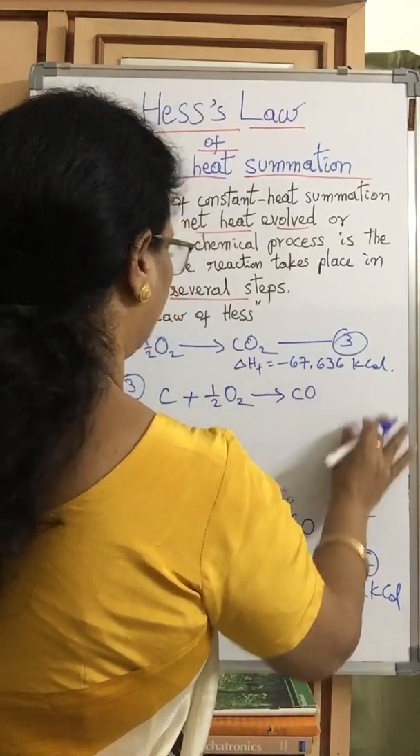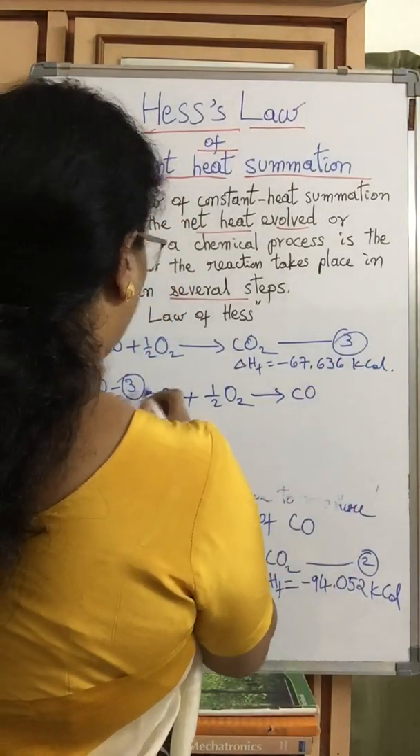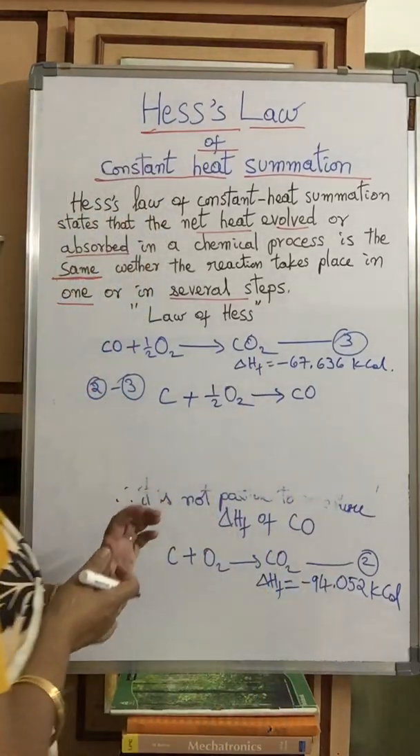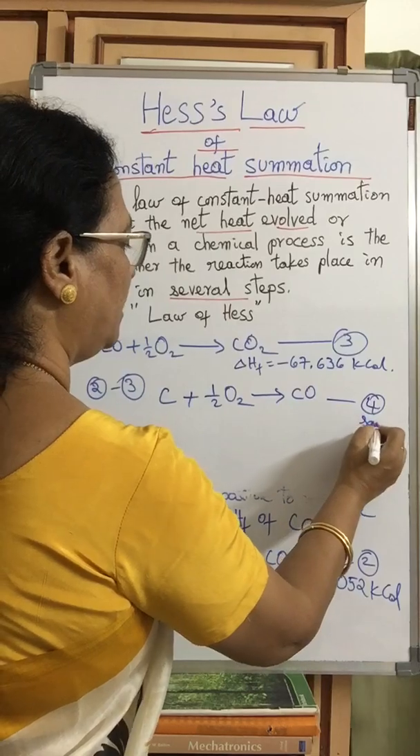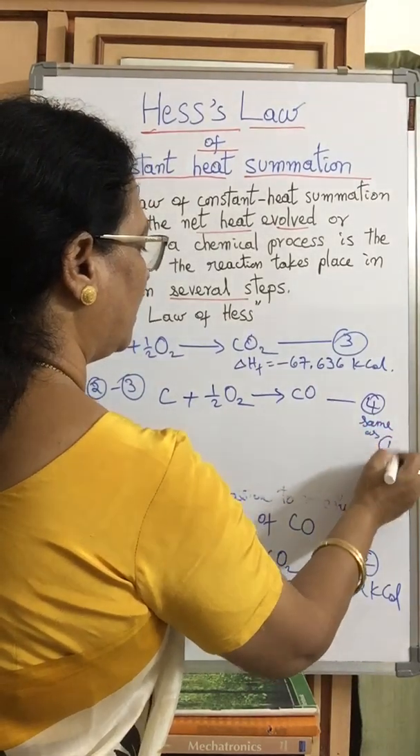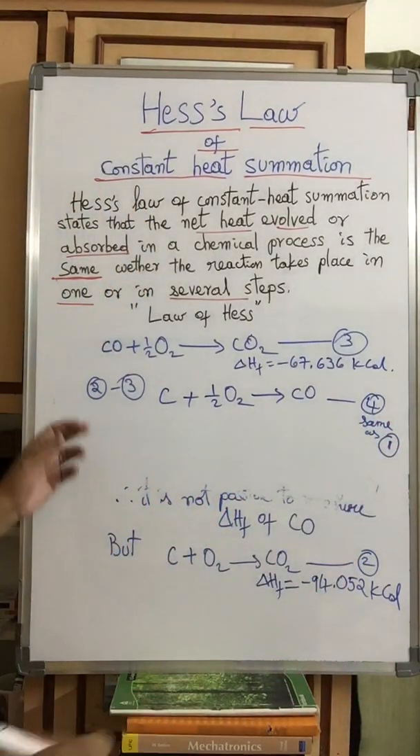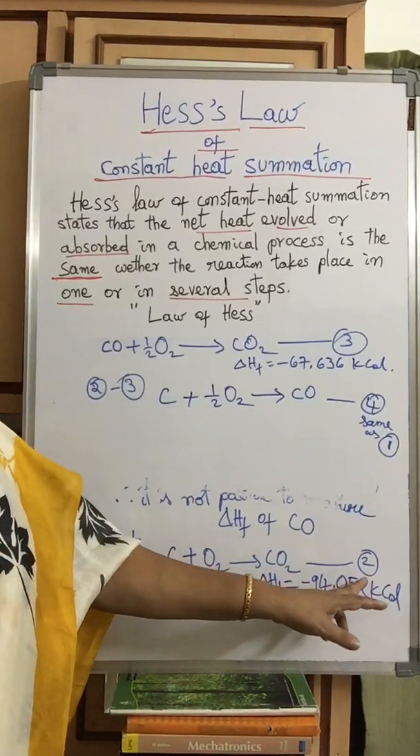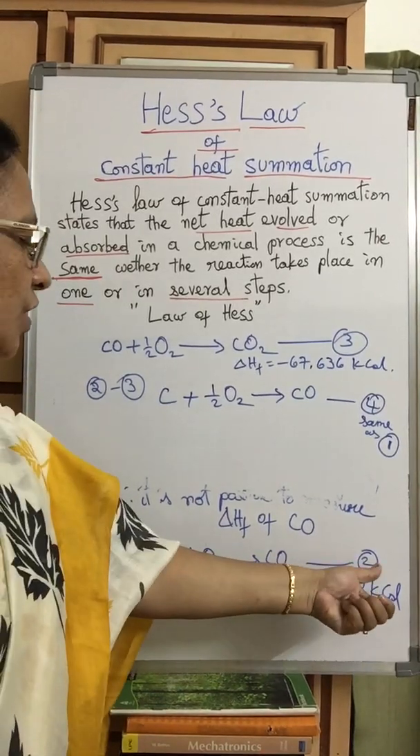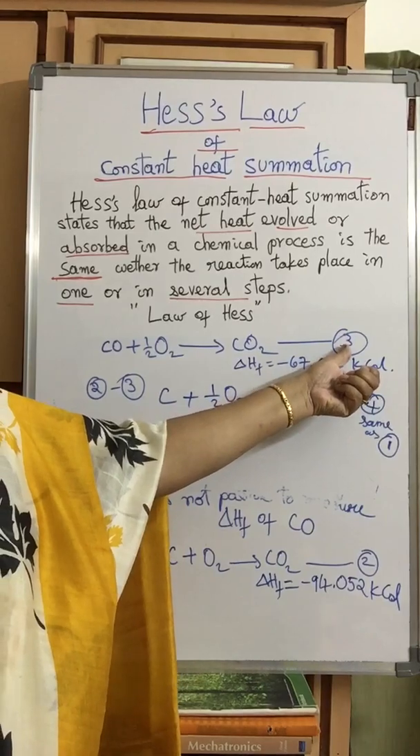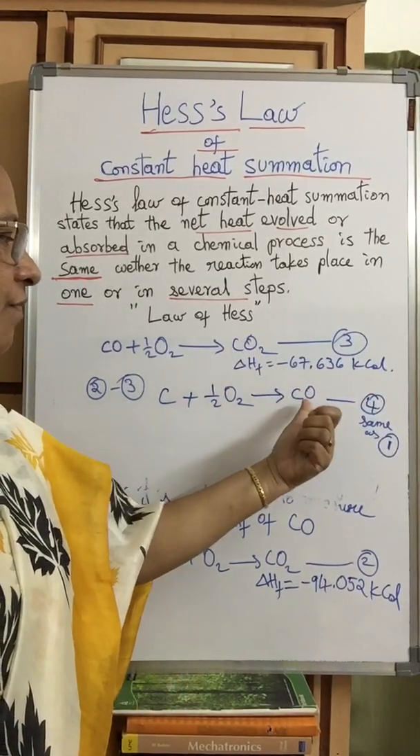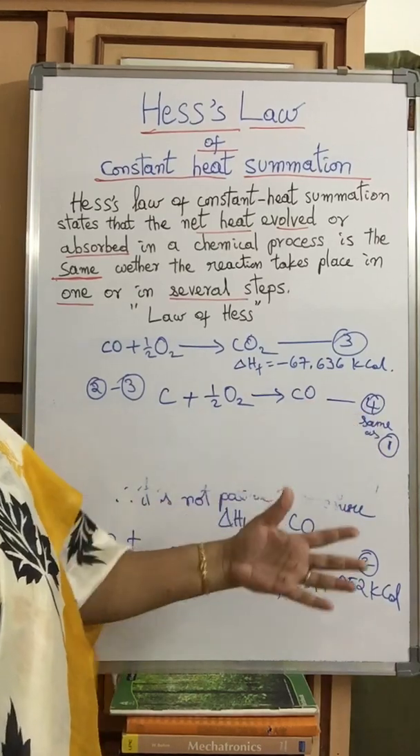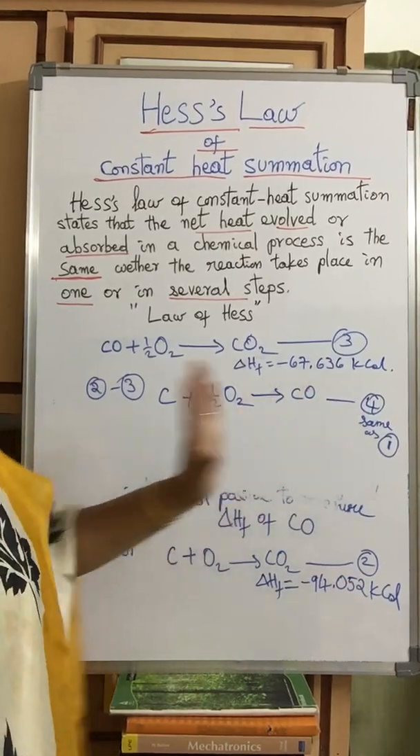That is CO. Okay. 2 minus 3 is nothing but what now? Is it equation 4, which is same as equation 1. By doing this manipulation, equation 2 minus equation 3, we are getting this equation, which is the formation of CO. So now you must have understood.